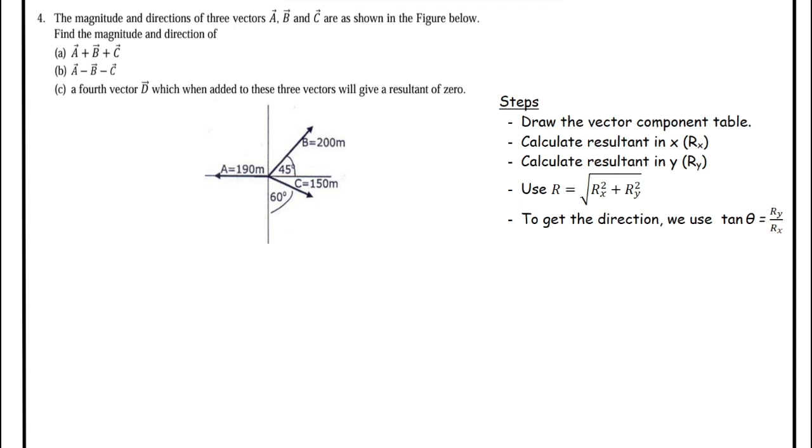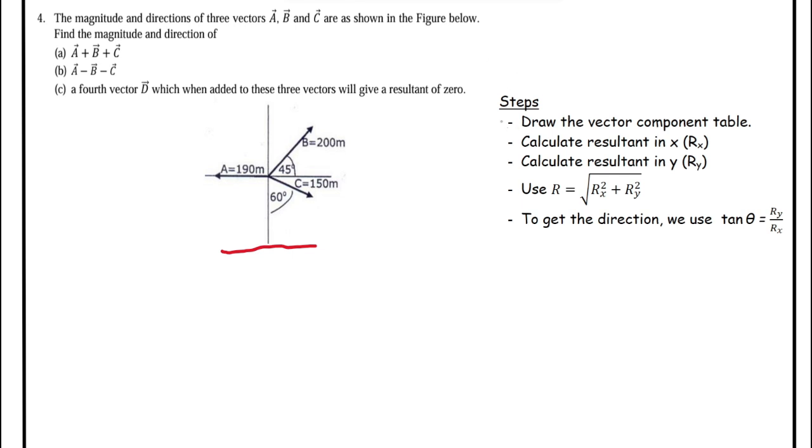Okay, our question reads: the magnitude and direction of three vectors A, B, and C are as shown in the figure below. Our figure is here. Find the magnitude and direction of A plus B plus C. So that's the first part.